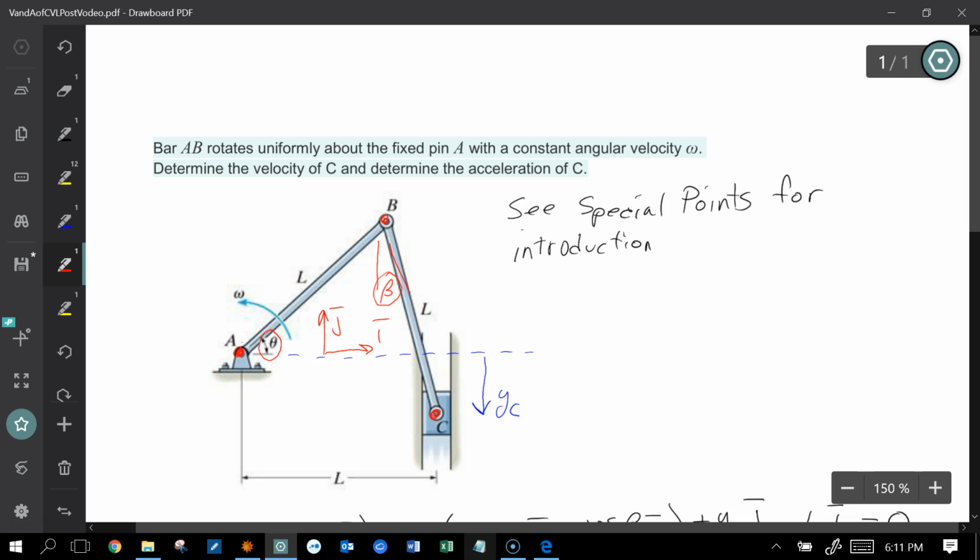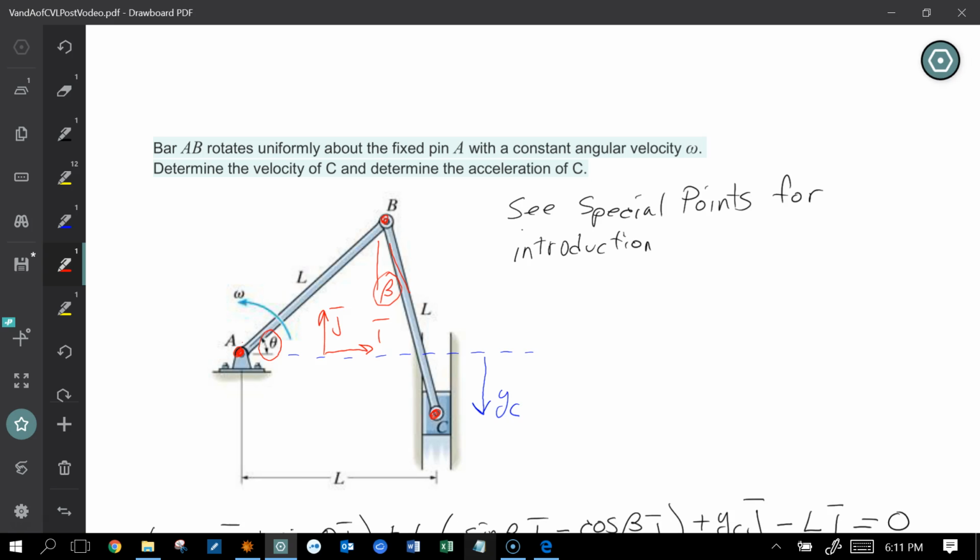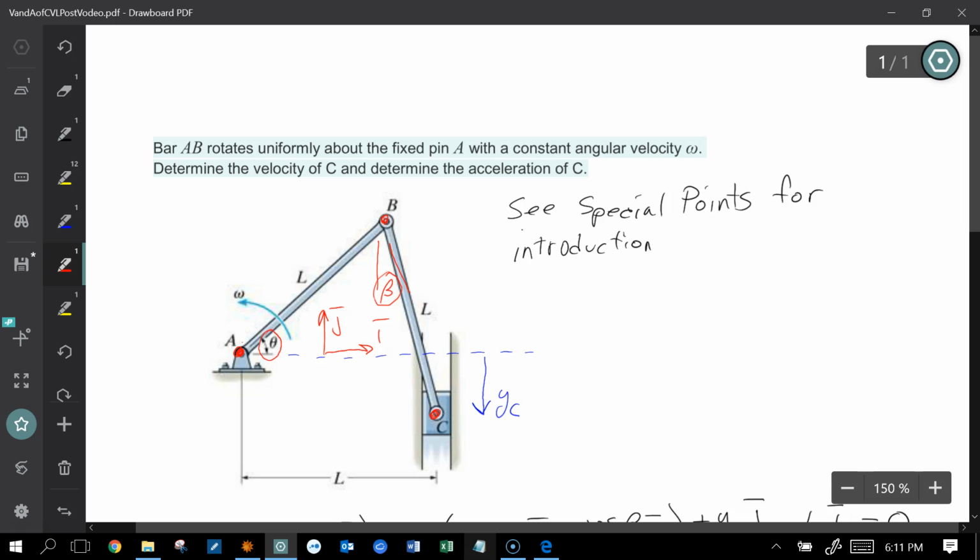Body C is moving. Beta is changing, so I need to make sure that I know that. C is also moving, so I have to define a distance. I'm going to call it YC, and if you notice, I'm measuring it from a fixed point. So here's a fixed point right here.